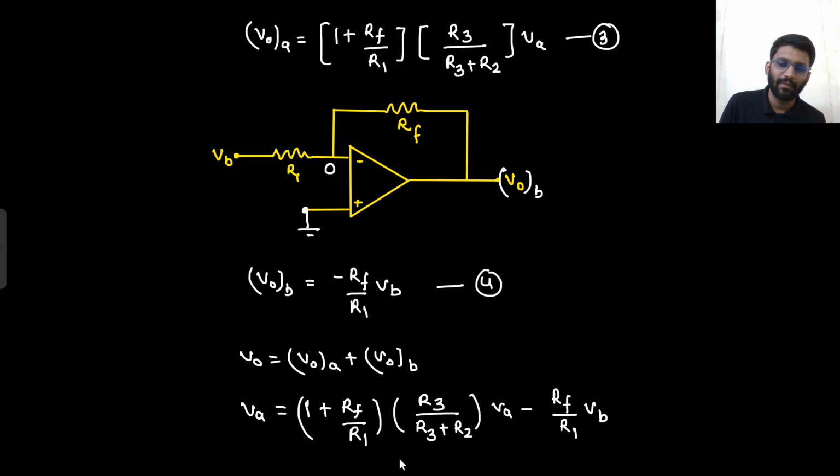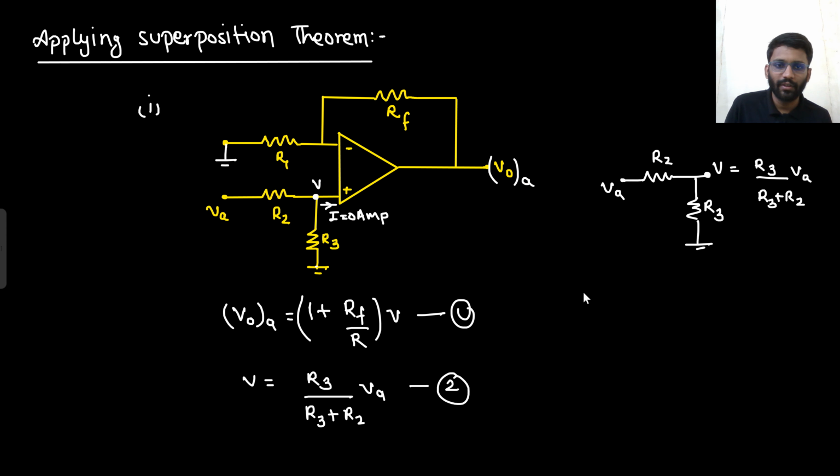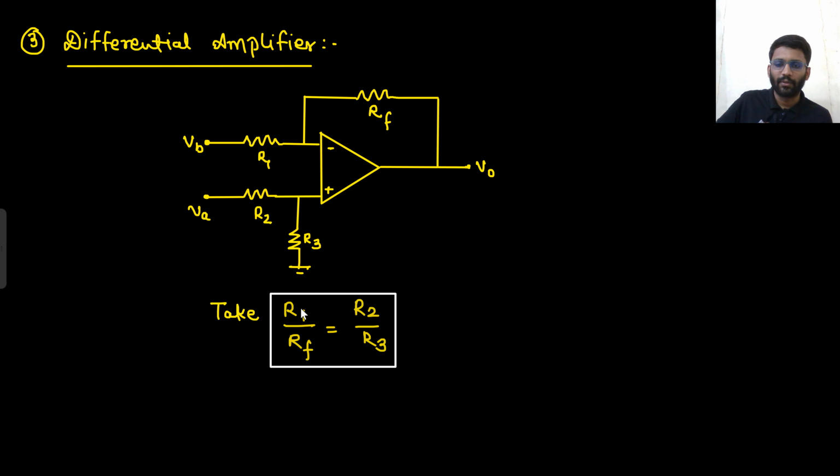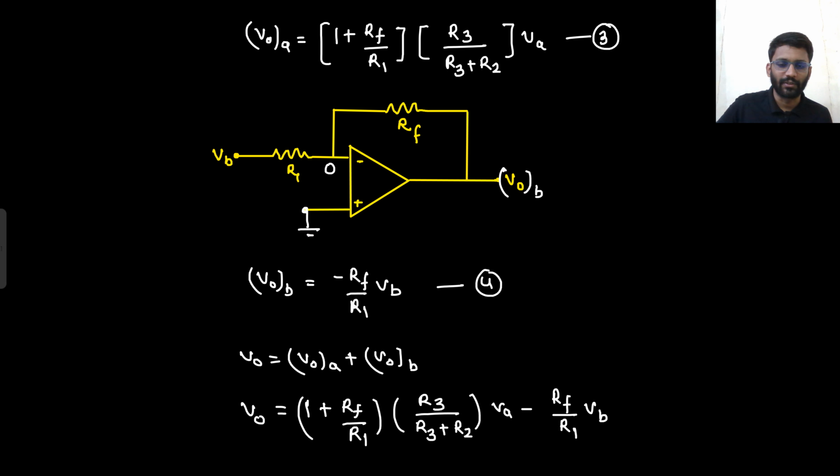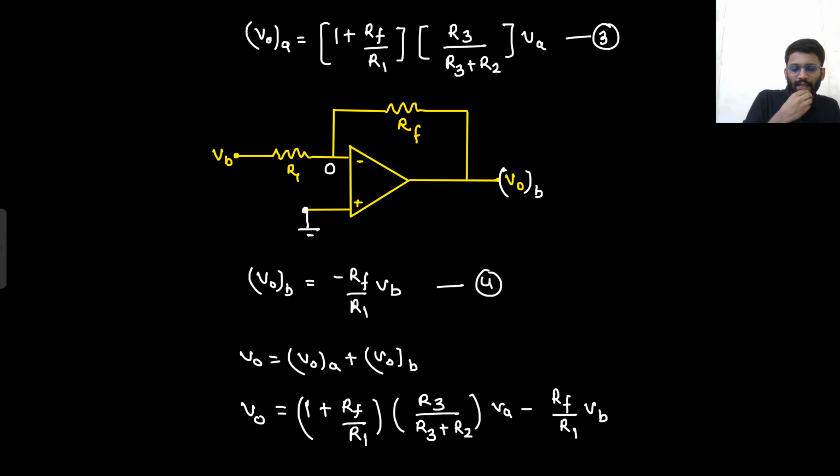Now I need to make it better. How will I make it better? Because I have the ratio. What is the ratio given to me? The ratio given to me was that R1 by RF is equals to R2 by R3. R1 by RF is equals to R2 by R3. This is given. So R2 by R3 I can replace with RF by R1.